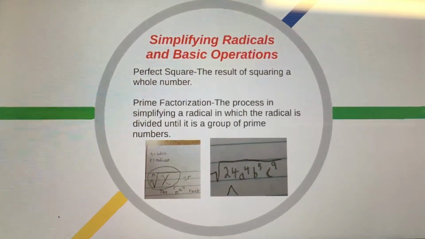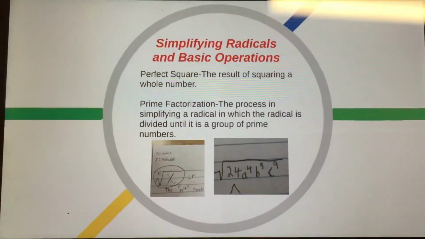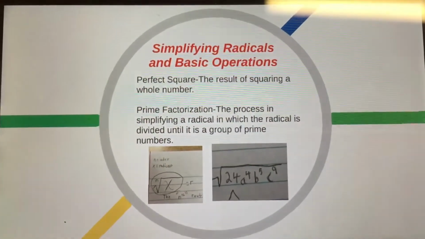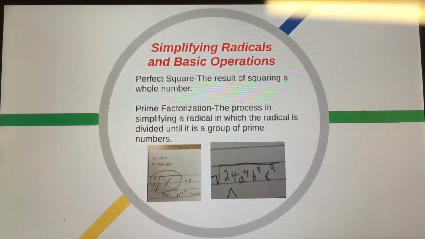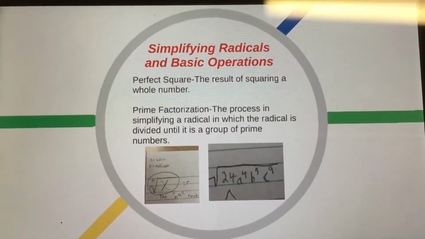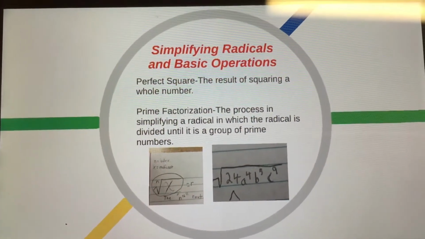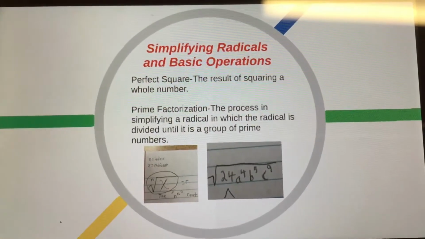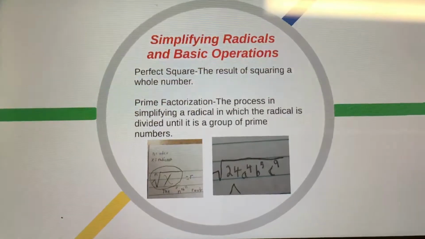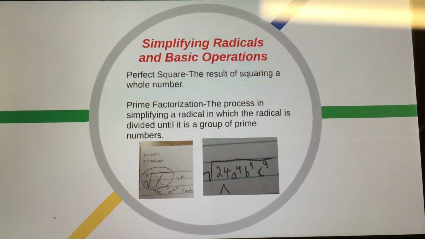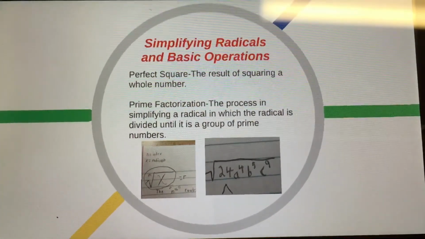Simplifying radicals and basic operations. A perfect square is the result of squaring a whole number. An example of this is 4, as that is 2 squared. Prime factorization is the process in simplifying a radical, in which the radical is divided until it is a group of prime numbers. The example on the left is a radical.